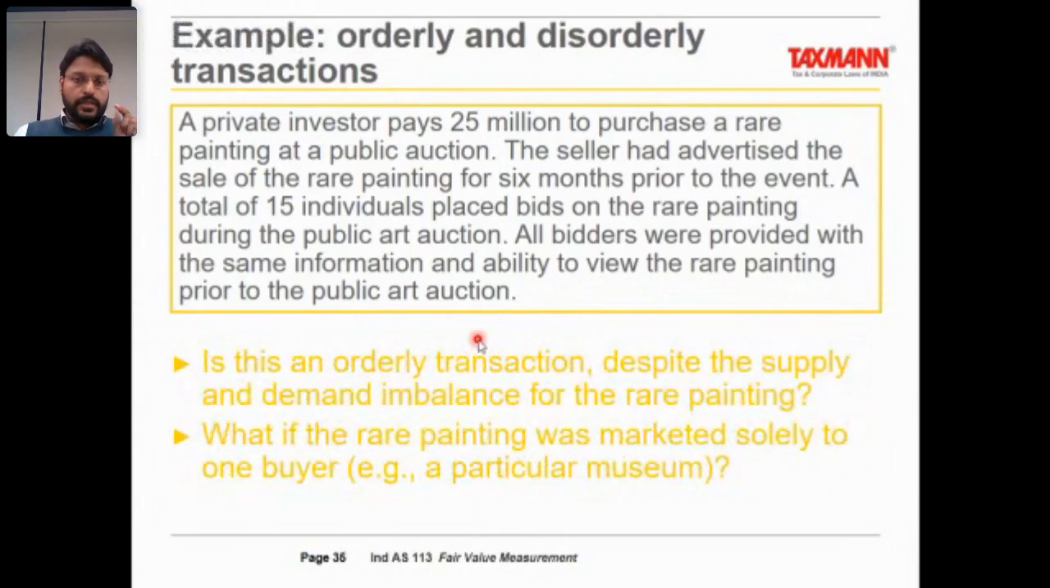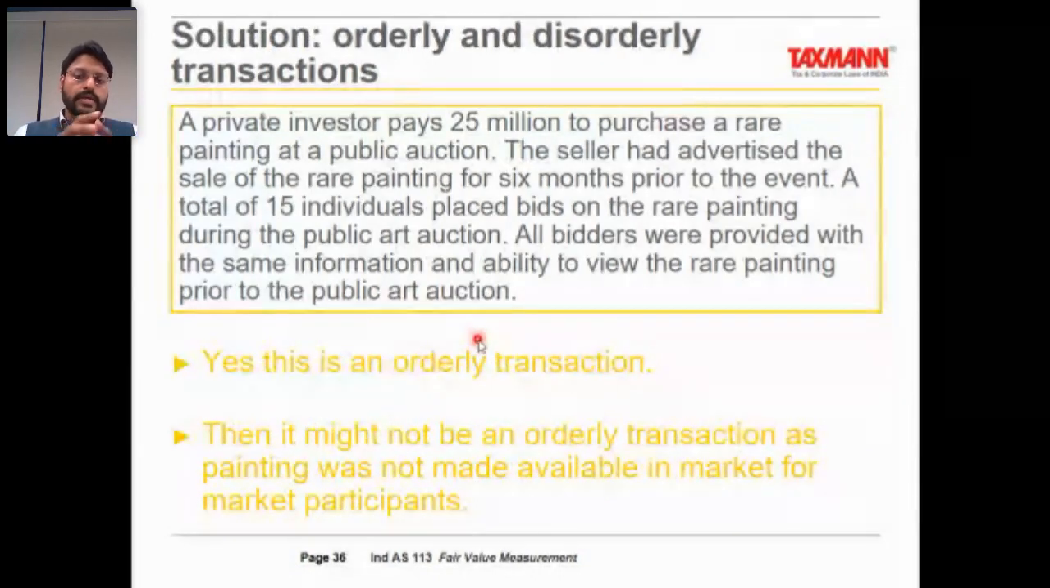However, if this painting was not put up for bids but marketed solely to one party, then that would not be considered an orderly transaction because it is sold privately to one party.